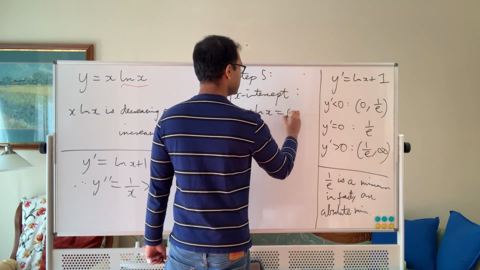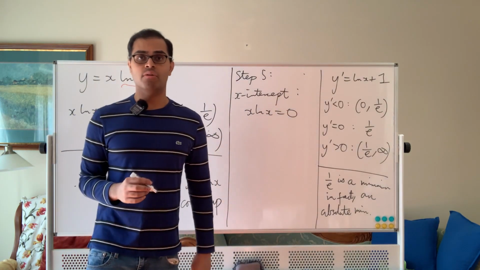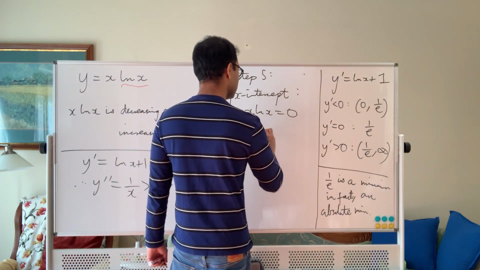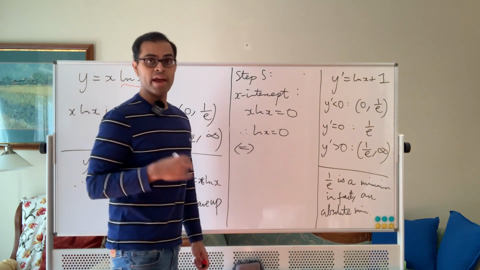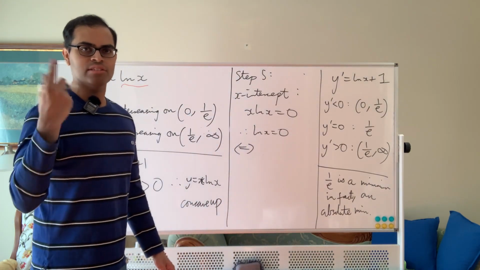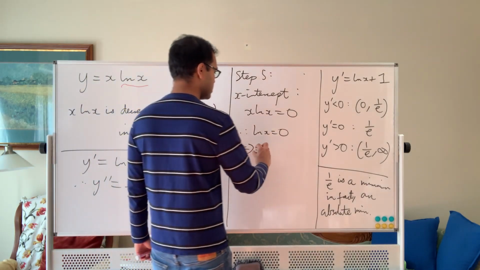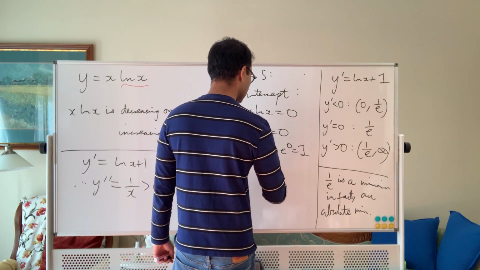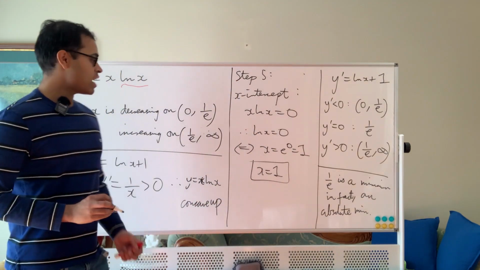So x log x is equal to 0. Well, x is never 0, because on the domain x is positive. So therefore log x is 0, which implies that, you can solve this by exponentiating, or you get good at what log is. Log of 1 is 0, right? So you can also say x is equal to e to the 0, which is equal to 1. Okay, so x equals 1 is the x-intercept.